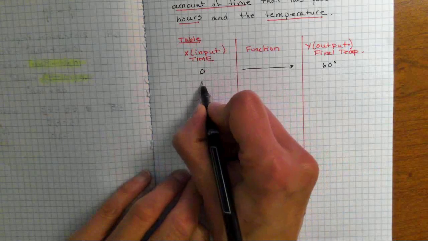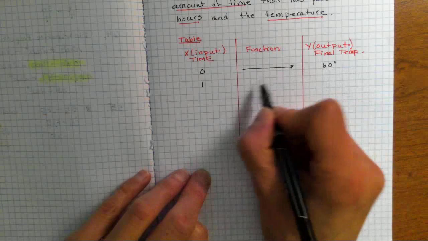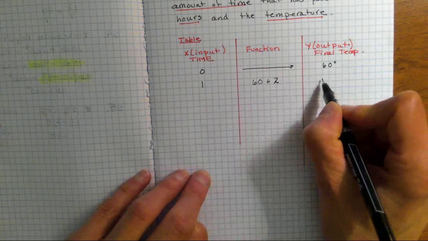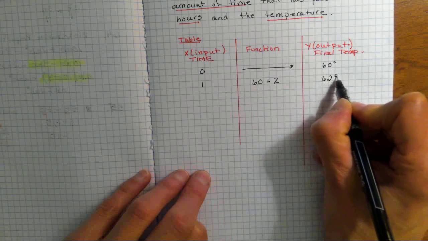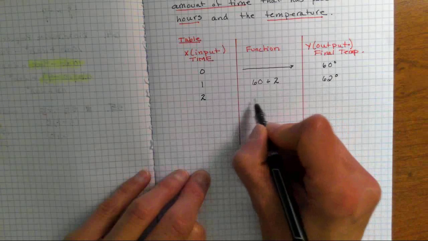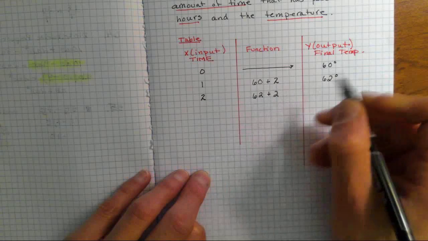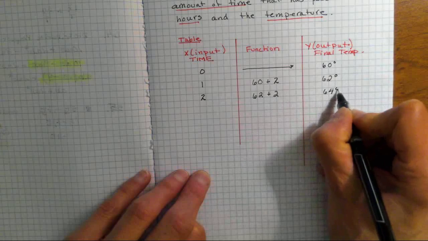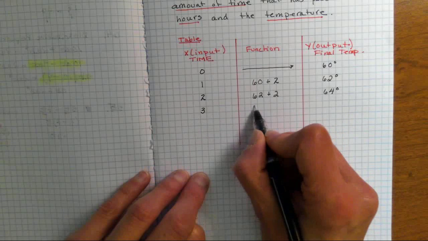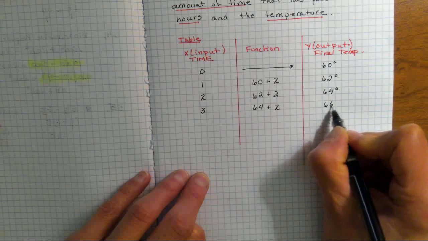So in 1 hour, what do we have? We have 60 degrees plus 2 degrees, which is what? That is 62 degrees. In 2 hours, we would have this number, which is 62 degrees plus 2 degrees, which gives us 64 degrees. 3 hours, we have 64 degrees plus 2 degrees, which gives us 66 degrees.